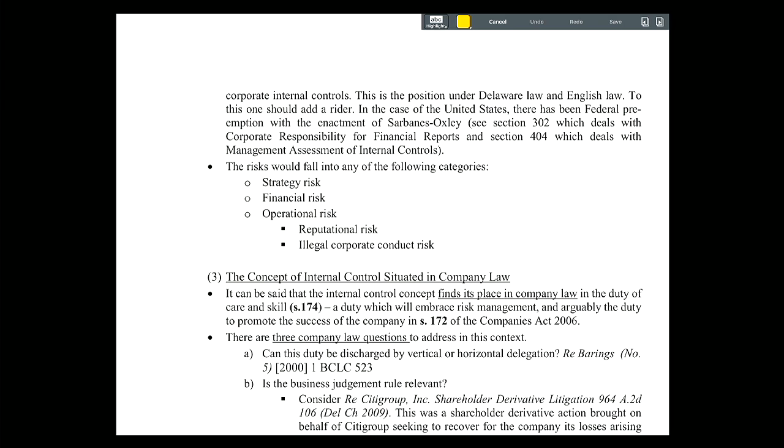Then operational risk is the day-to-day decisions you take. So think about IT risk. IT risk surely will be operational, isn't it? Right? IT risk. So imagine the company is taking people's personal data, which always happens.